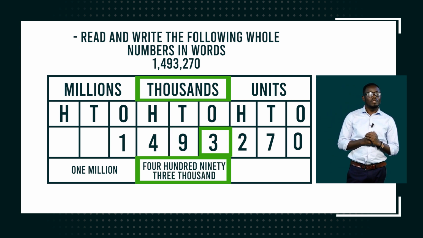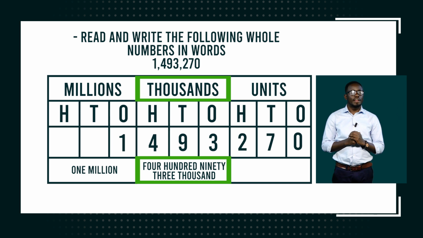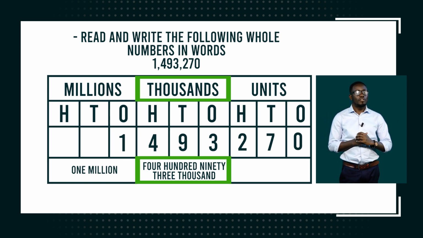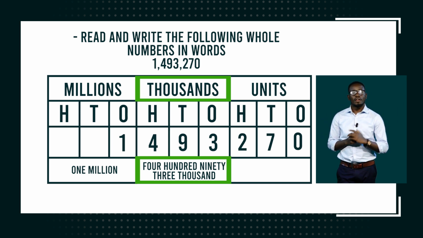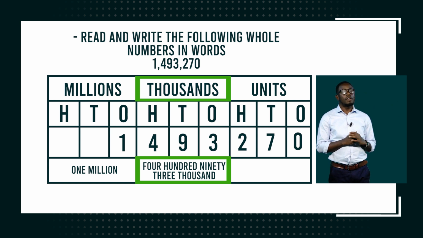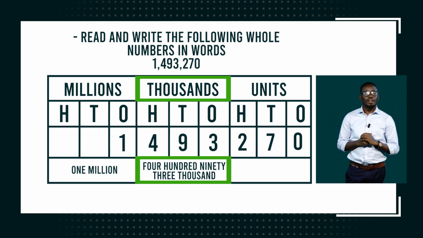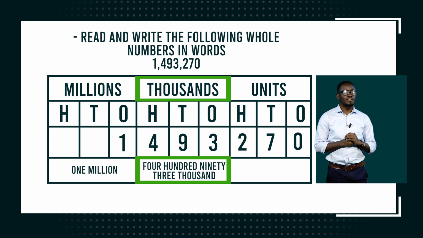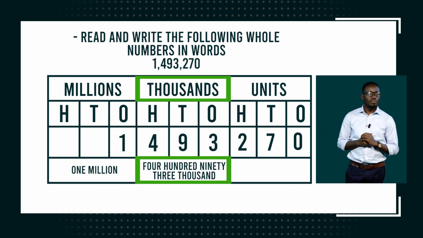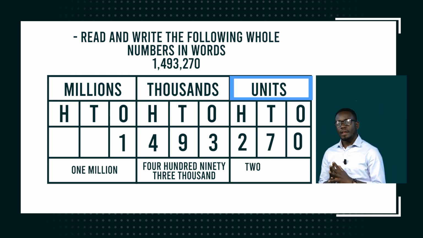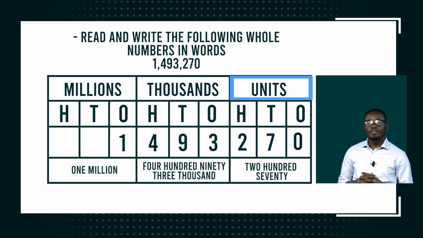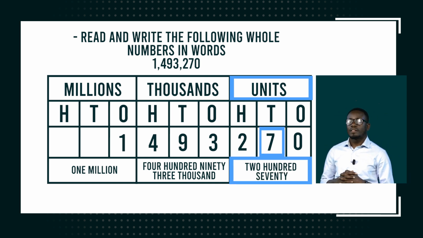493 can be read as 493. Remember the place value, 1,000. 493,000. Then under units, we have 270.